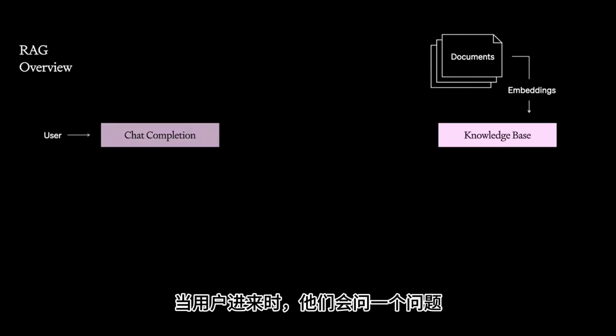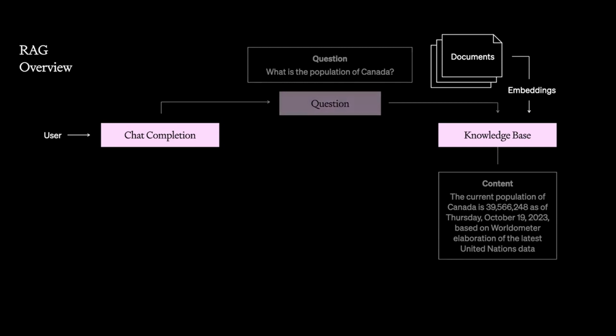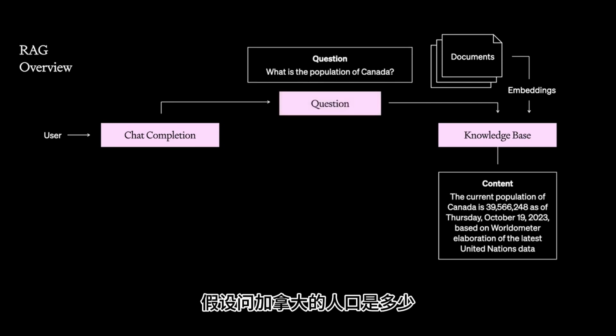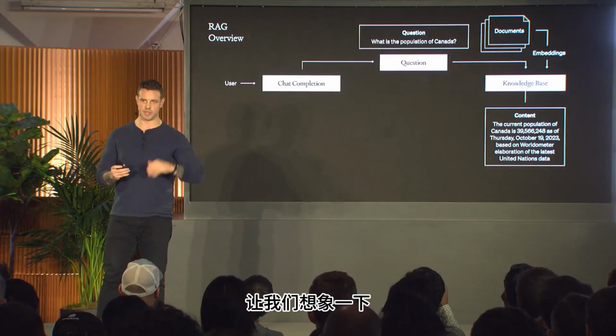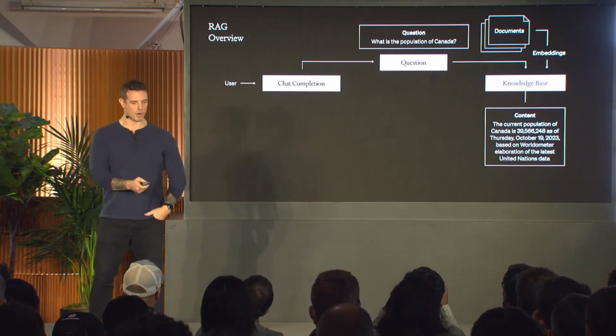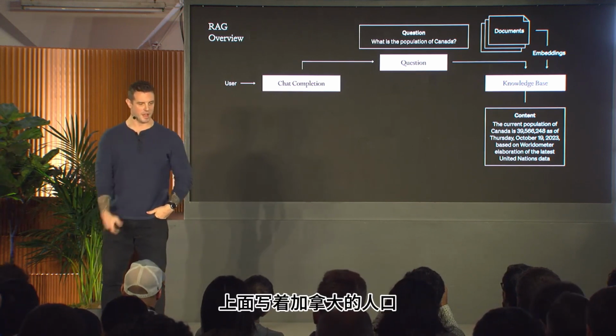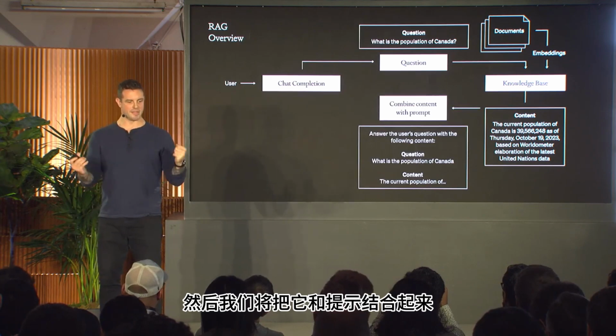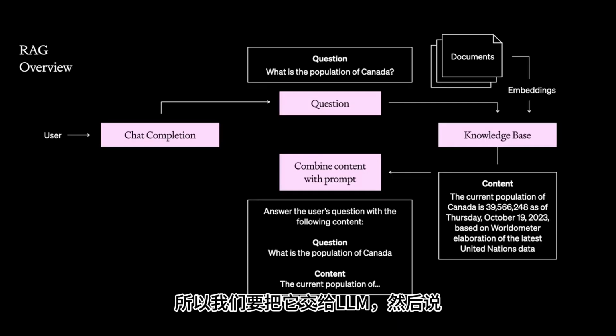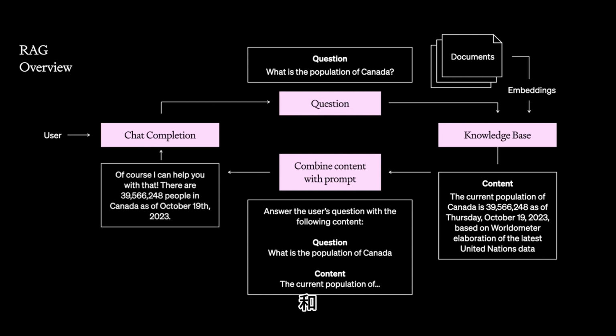Then when the user comes in, they're going to ask a question. Let's say, what's the population of Canada? Instead of giving that directly to the LLM, we're going to fire that at our knowledge base using some kind of search. Let's imagine we do a similarity search. We're going to pull back some content that says what the population of Canada is. We're then going to combine that with a prompt. So we're going to give it to the LLM and say, here's the question, here's the content, answer this question with this content. And we're going to end up with, hopefully, a correct answer. So, quick recap of RAG.